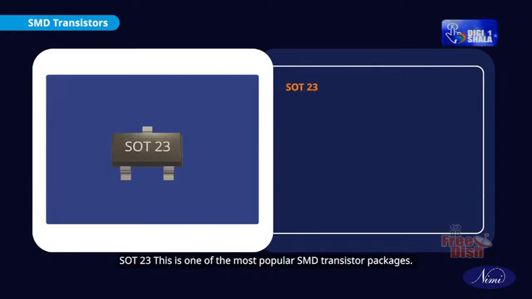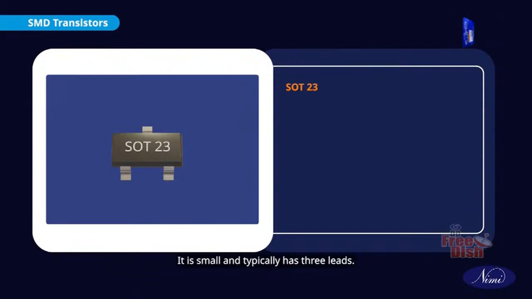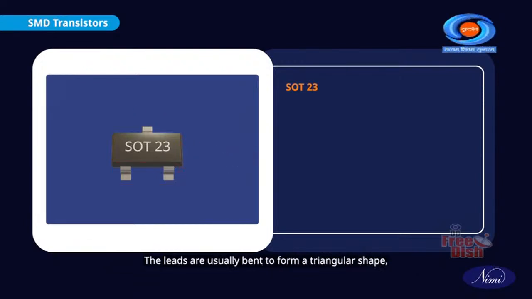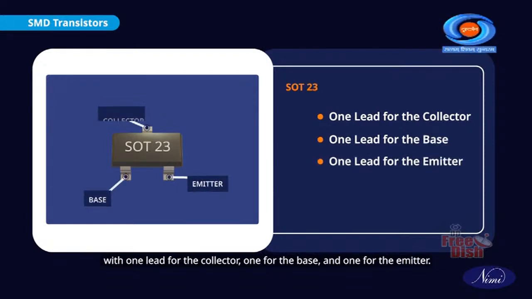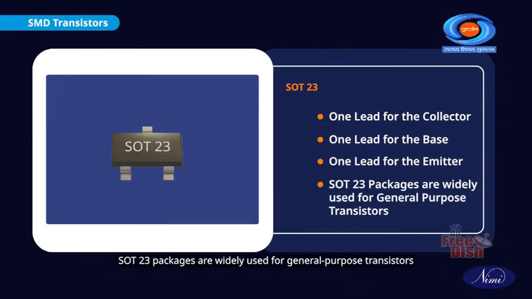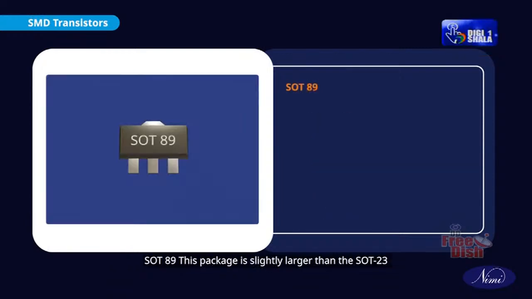SOT23. This is one of the most popular SMD transistor packages. It is small and typically has 3 leads. The leads are usually bent to form a triangular shape with one lead for the collector, one for the base, and one for the emitter. SOT23 packages are widely used for general purpose transistors.